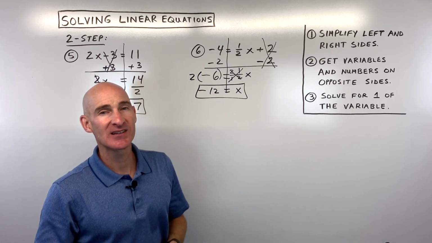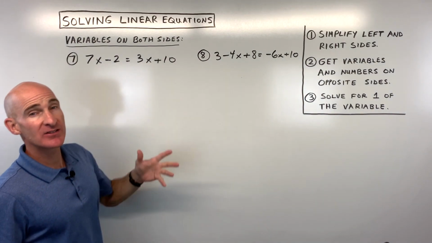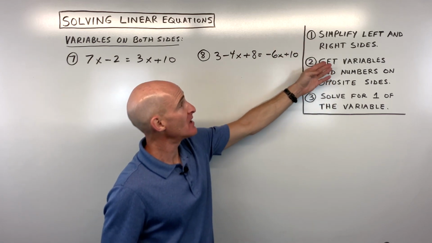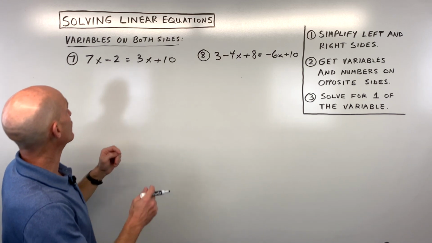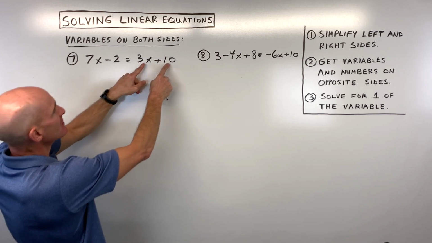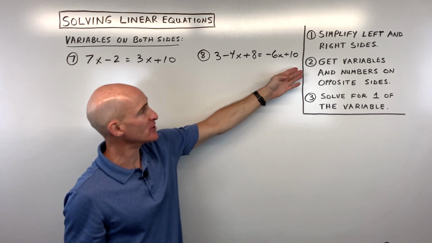Let's do that next. Number 7 now, we've got variables on the left, variables on the right. So a little bit more challenging, but we're still going to follow these 3 easy steps. So first step, can we simplify the left side, and can we simplify the right side? Well, it looks like we have a variable and a number. We can't combine those. On the right side, variable and number, we can't combine those. So step 1, there's nothing we can really do.